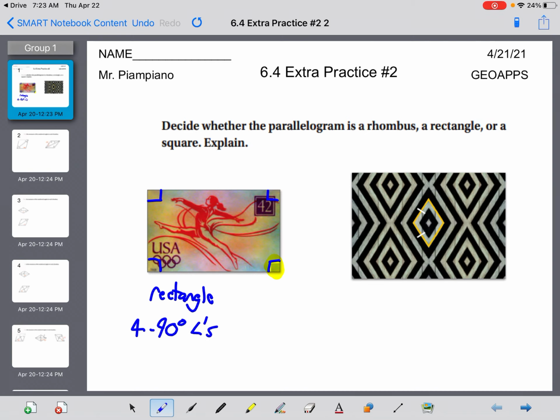Now, if you look on the other picture, what they're looking at is this figure right here in the yellow, which is now overlapped in blue. They gave us 2 tick marks to show congruency in sides, but we know that opposite sides are congruent. So this must be a rhombus because all 4 sides are congruent.